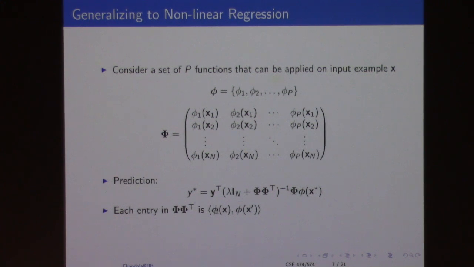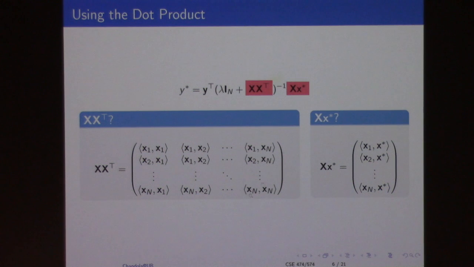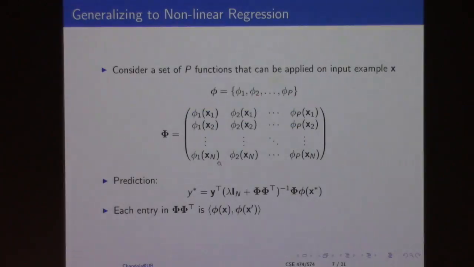So what you will see is that the same philosophy will work there as well, except that instead of computing the dot product between xi and xj, you will compute the dot product between phi of x and phi of the other one, right? So that is the idea.